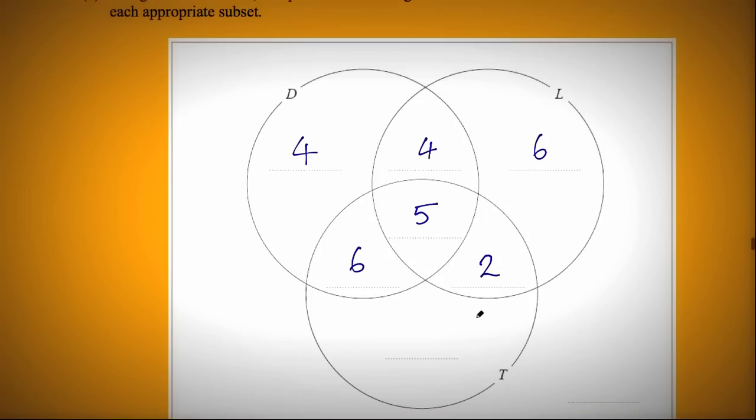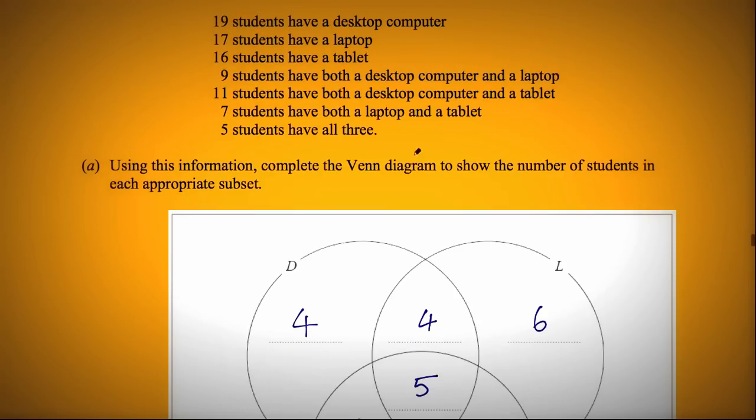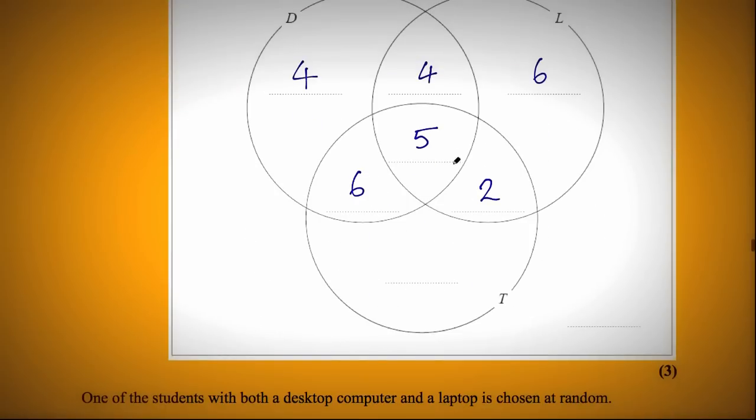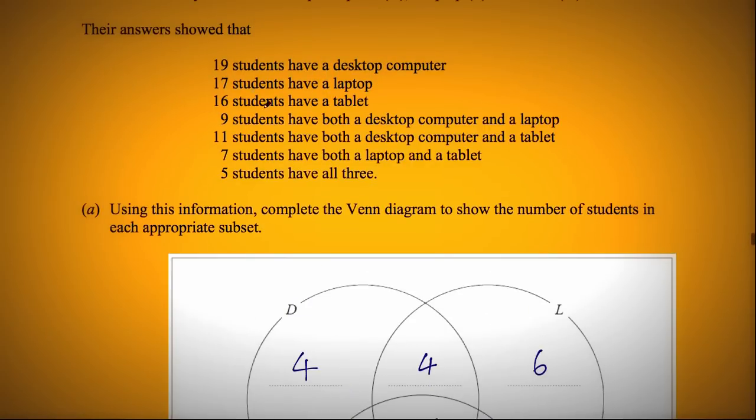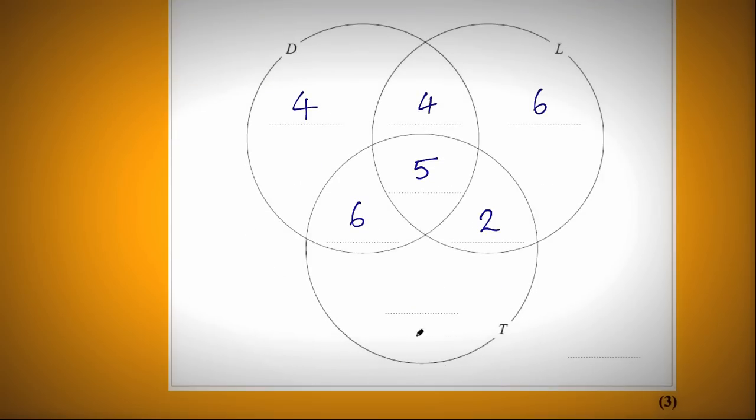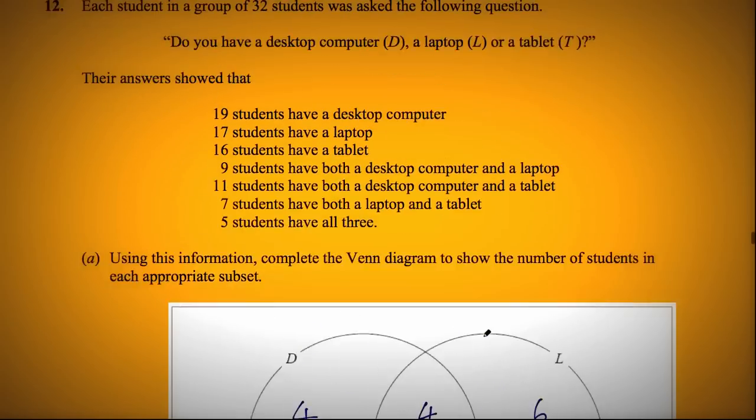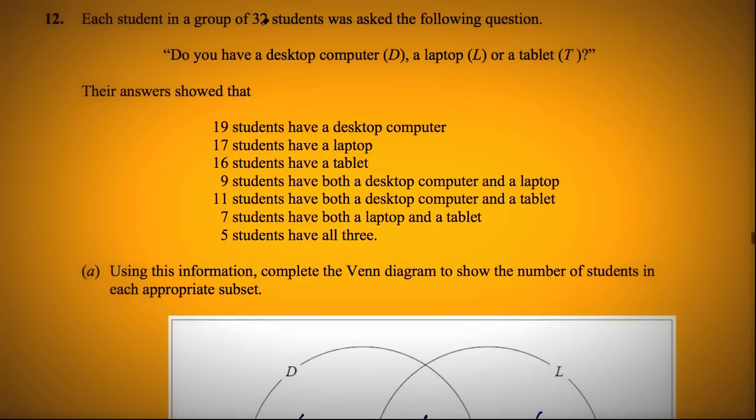And for T, we've got 16 with a tablet: 5, 6, 7, added 6 makes 13, and we've got to get to 16, so there are an extra 3 in there. And then of course there's the part outside the circles, people who don't have any of these. We're told that it was 32 people in total.